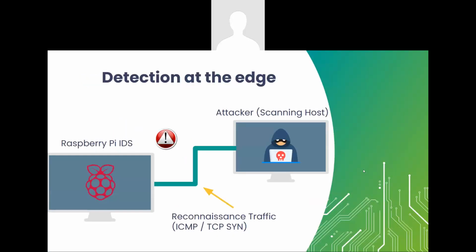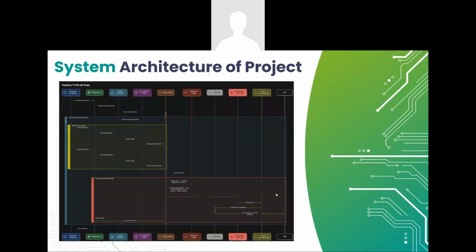Think of my IDS as a motion detector at your network's front door. The Raspberry Pi, or the IDS, sits at the edge before any firewall or endpoint sees the traffic, and it monitors all inbound packets. So now when an attacker sends pings or port scans, the Pi sees them first and logs them immediately. This is critical for low budget setups because you don't need to stop the attacker, you just need to see them early. Now let's look at how the Pi actually processes these packets internally.